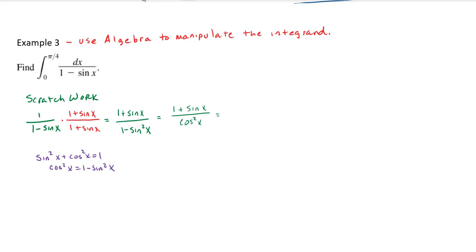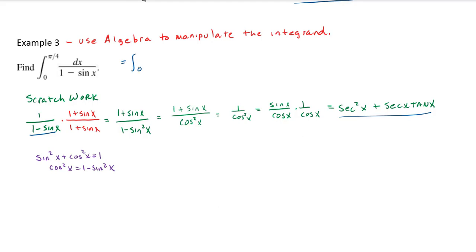Then I can distribute that denominator, and that gives me 1 over cosine squared x plus, I'm going to write this as sine x over cosine x times 1 over cosine x. And 1 over cosine squared is secant squared, sine over cosine is tangent, and 1 over cosine is secant, so this becomes secant x tangent x. That means this expression can replace the original expression, and my integral can be rewritten as the integral from 0 to pi over 4 of secant squared x plus secant x tangent x dx.